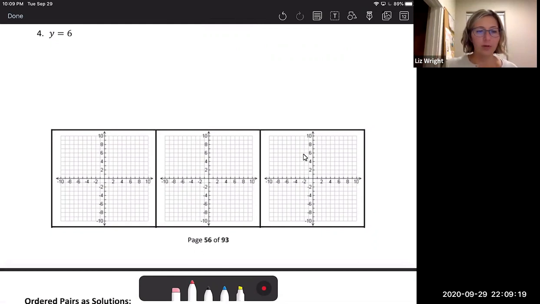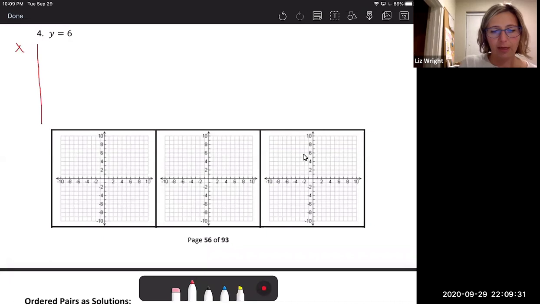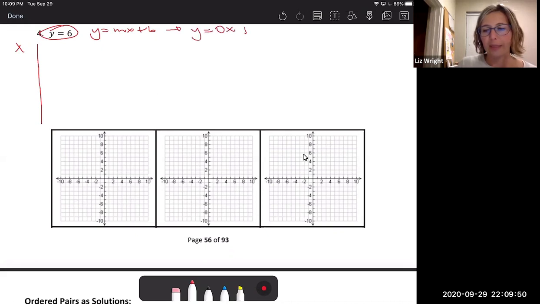All right, so number 4 is going to be y equals 4, and we are still going to do our table method. And then I want you to think about, what's the slope for a horizontal line? Horizontal line, the slope is 0. So remember, it's going to be y equals mx plus b. And so taking this one and putting it into slope-intercept form, it's going to be y equals 0x plus 6 for that, because we already have the 6 here.